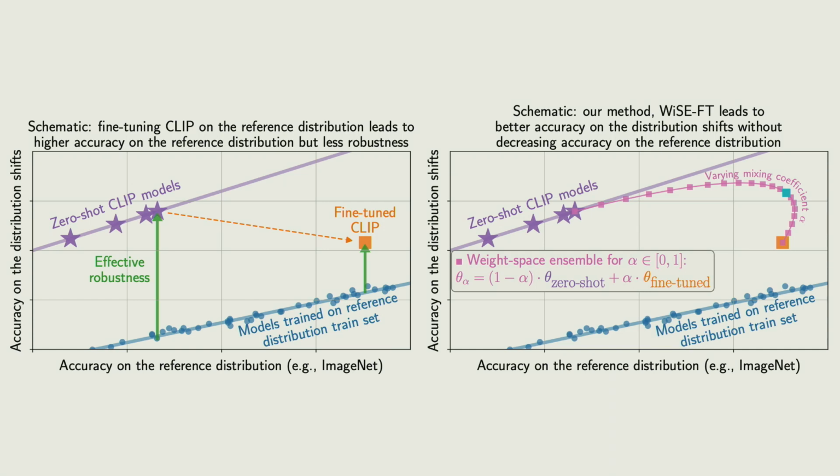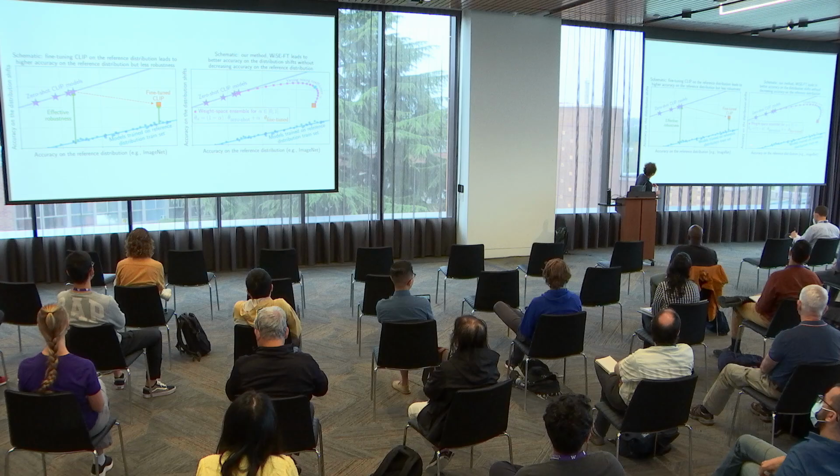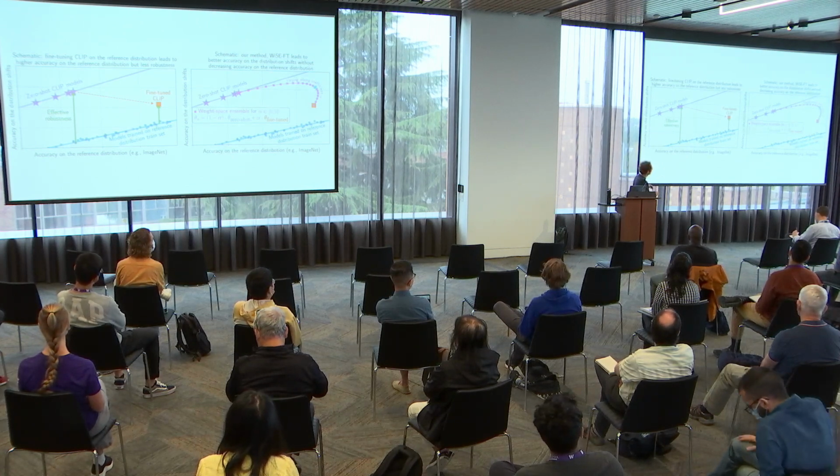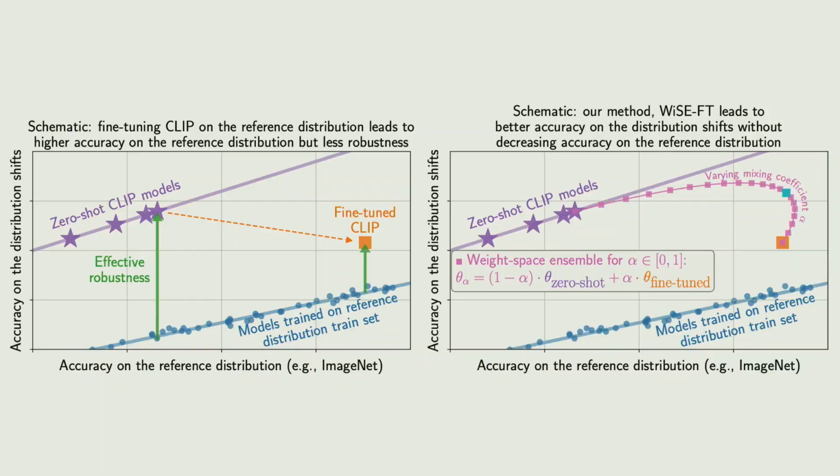So basically, this is the trade-off curve that you get by varying alpha between the zero-shot and the fine-tuned model. And now the question is, how do you choose alpha? Pragmatically, alpha 0.5 works very well across all the data sets we looked at. And then you get the performance benefits of fine-tuning while maintaining robustness at the same level as your zero-shot model.